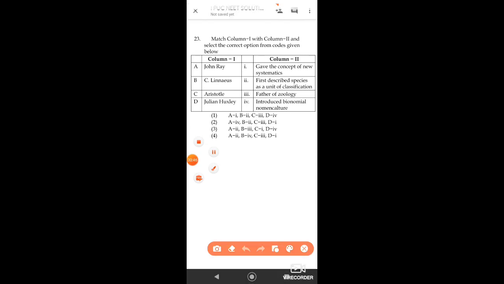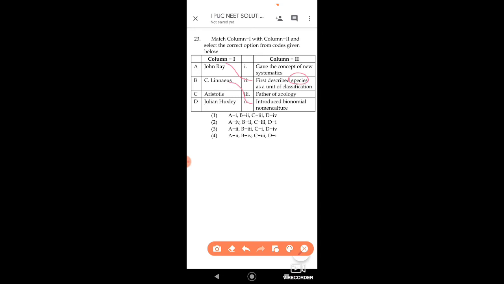John Ray, the scientist names have been given towards the left hand side, and towards the right hand side, the concepts they are regarded for, or their achievements, have been mentioned in column 2. So let us understand each one of it. John Ray is the person who first described species, which is a lower category in the classification hierarchy, as a unit of classification. Then Carolus Linnaeus introduced binomial nomenclature, which we all know.